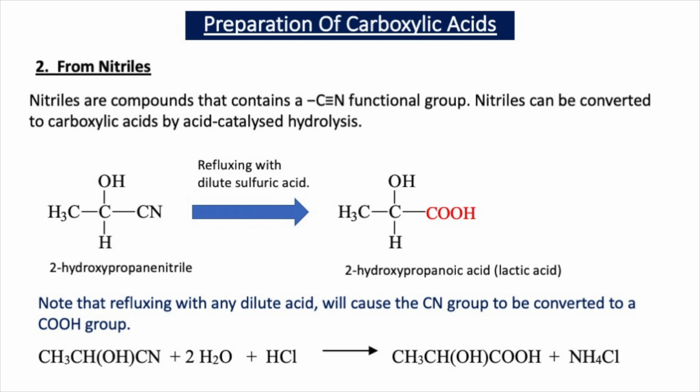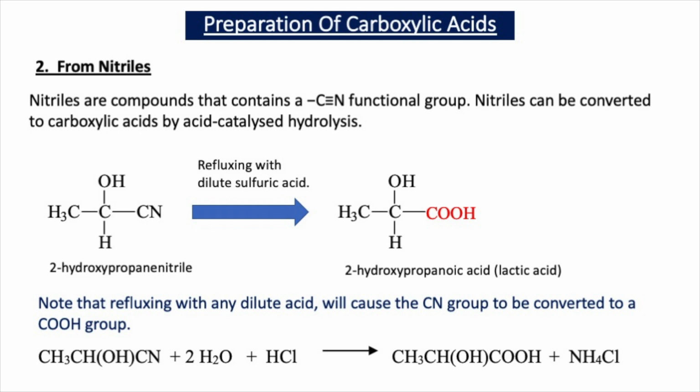Now the second way to make a carboxylic acid is to hydrolyze a nitrile. Now hydrolysis reactions are reactions where we break bonds by the action of water. And nitriles are compounds that contain a carbon triple bond nitrogen functional group. And nitriles can be converted to carboxylic acids by acid catalyzed hydrolysis. To carry out an acid catalyzed hydrolysis, you just need to reflux a compound with dilute acid. For example, sulfuric acid or hydrochloric acid would work well.